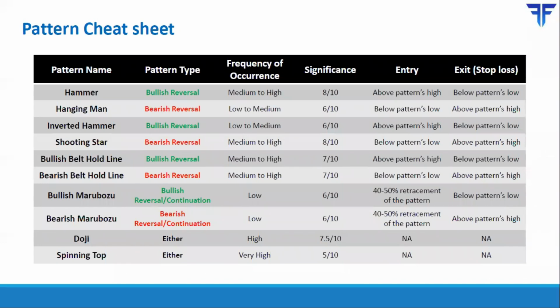Doji and spinning top, again, I would give a rating of 7.5 to Doji because it is a very significant pattern, especially if it appears after a very powerful uptrend or downtrend. In such a case, Doji indicates exhaustion, and we could see a very strong reversal once such patterns emerge. So I would give Doji a rating of 7.5 out of 10. Entry and stop loss, again, you can't place just on the basis of Doji. You need to combine it with other candlestick patterns or Western technicals.